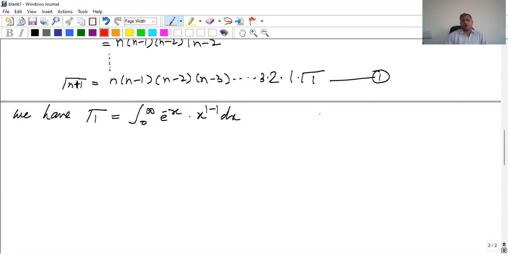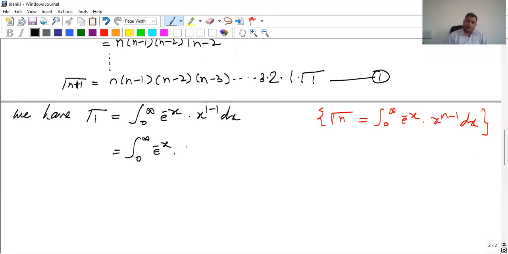As we know, gamma of n is equal to, what is gamma of n? It is integral 0 to infinity e raised to minus x, x raised to n minus 1 dx. So here the value of n is going to be 1, and hence we are able to write this. So we can write this as integral 0 to infinity e raised to minus x, x raised to 0 dx. And then anything raised to 0 is going to be 1.